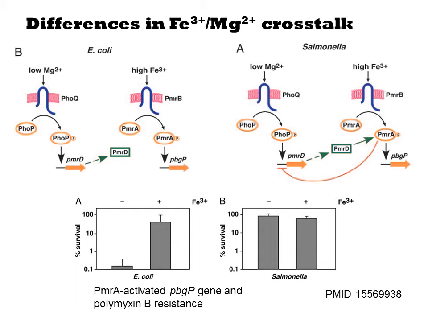In this example, we consider the regulation of the pbgP and pmrD genes. In E. coli, the PhoPQ two-component system regulates pmrD in response to magnesium ion, and the PmrAB system regulates pbgP in response to iron. These two regulons do not interact. However, in Salmonella, the pmrD gene also regulates PmrA, and PmrA inhibits transcription of pmrD.